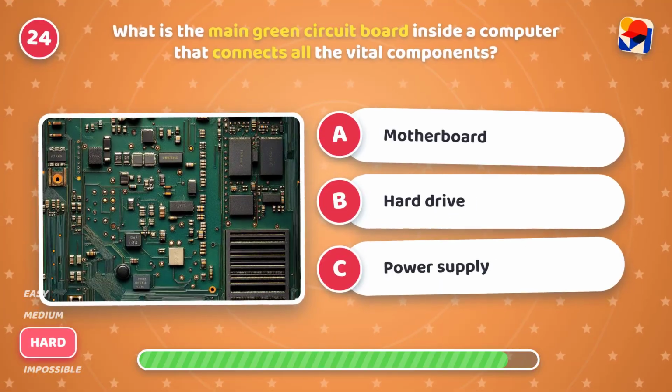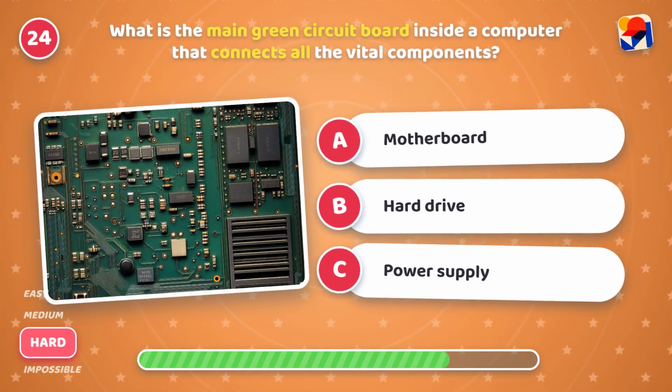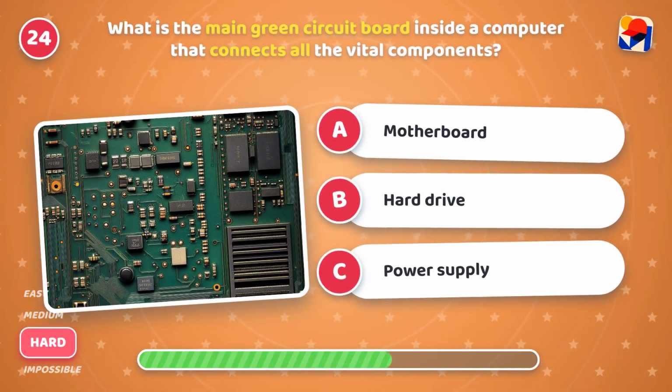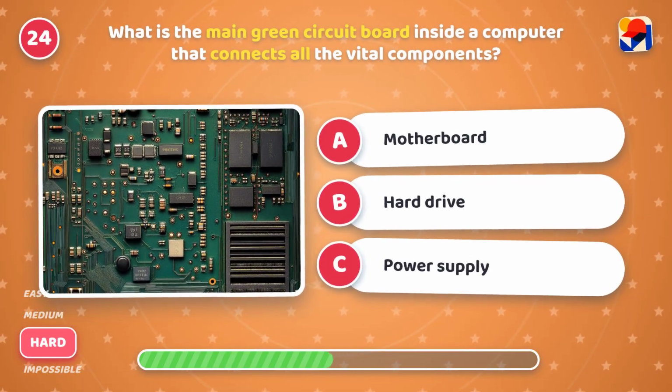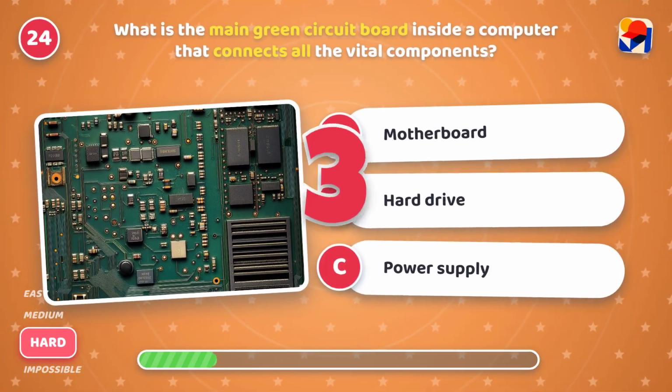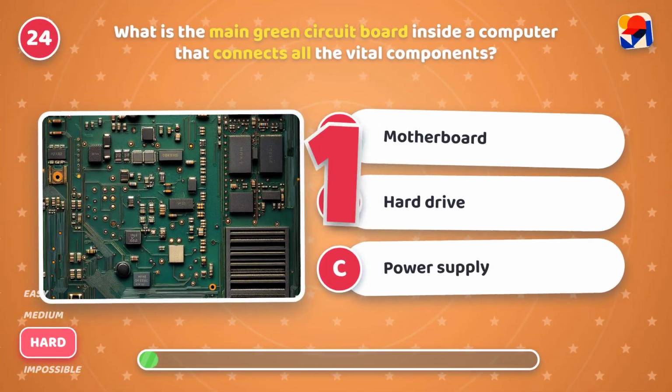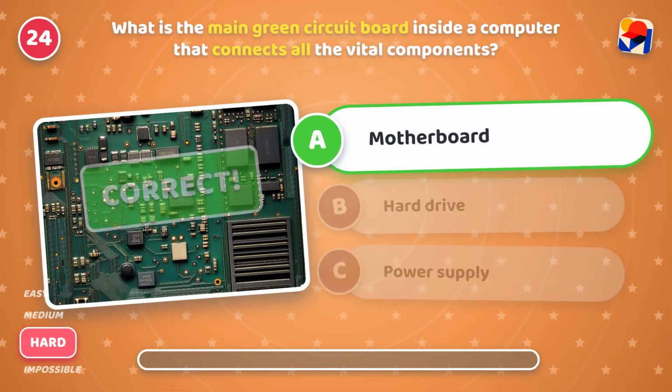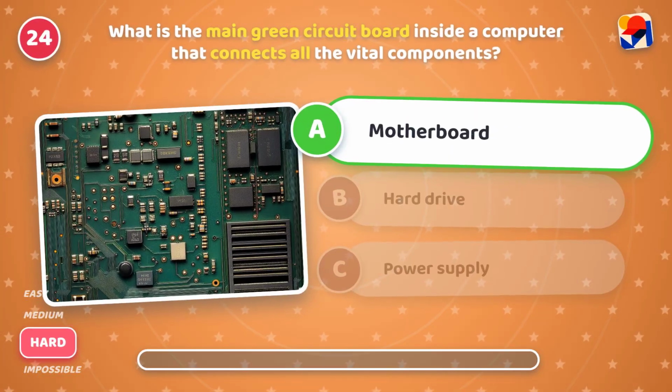What is the main green circuit board inside a computer that connects all the vital components? Is it A, motherboard, B, hard drive, or C, power supply? It's A, motherboard. It links all computer parts.